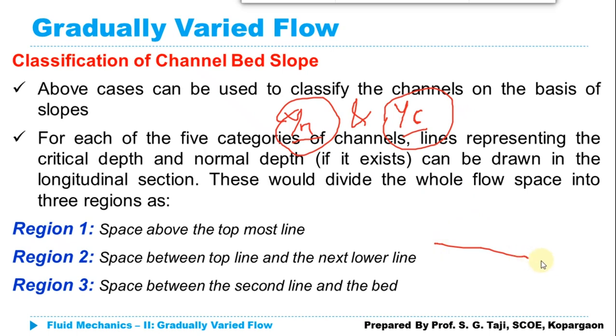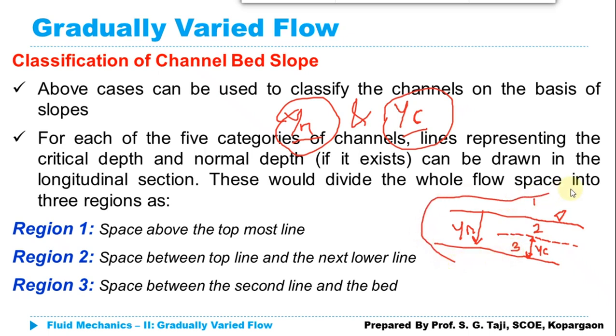So if I consider this is my channel and this is my depth of flow, and if it is yn, in that case yc may be somewhere, like say here is my critical depth. If I look at those values of yn and yc and the lines which I have drawn with respect to them, I can simply see that beyond the yn there is one zone, in between normal depth and critical depth there is another zone, that is zone 2, and in between the bed and yc there is another zone, that is zone 3. So this is how we can define those zones.